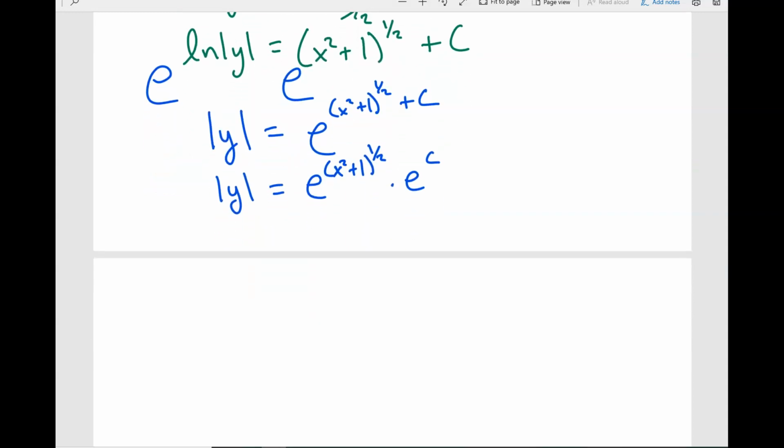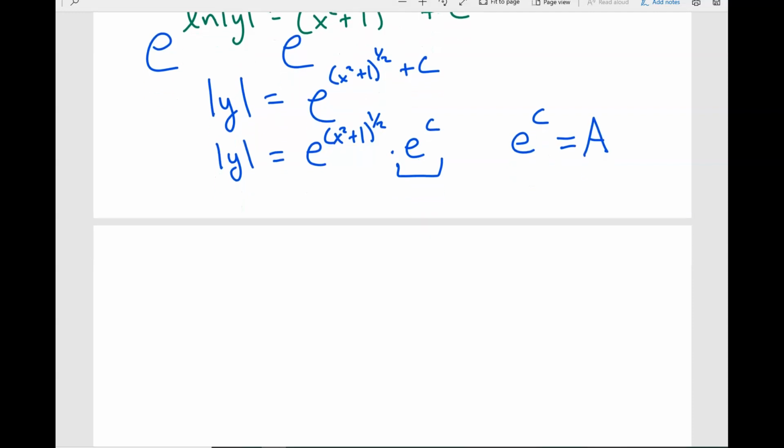Now notice that this thing is just any constant that I can think of. So e to the c is just a constant. If I put it in the calculator, e to the power of 3, that's just going to give me a number. So I'm just going to write it as a. So absolute value of y is equal to a times e to the x squared plus 1 to the power of 1/2.